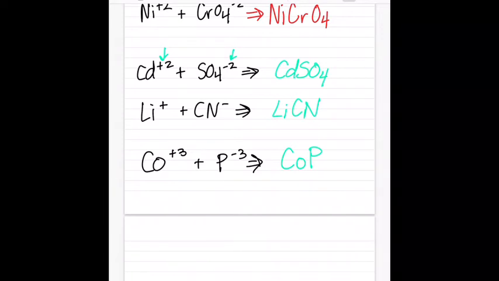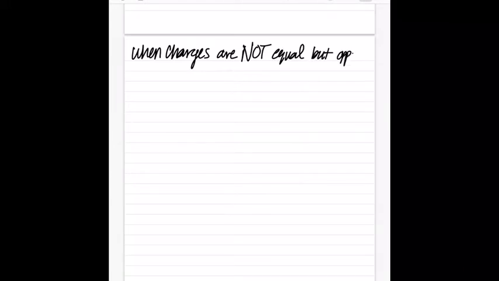All right, now we've done it when they have equal but opposite charges. What happens when the charges are not equal but opposite? Let me give you an example. Na+1, S−2. Before, when they were equal but opposite, they just canceled. But now they don't cancel, so you need to do something with them.